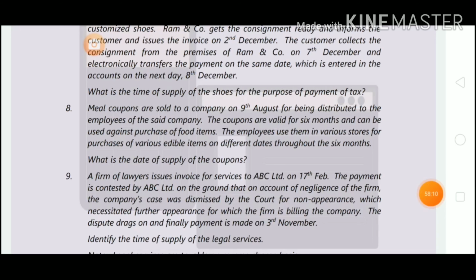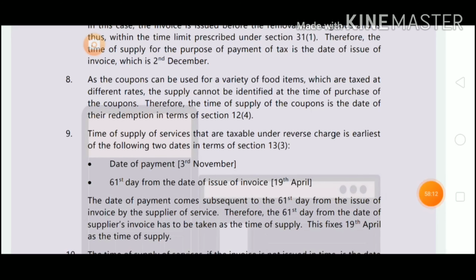As the coupons can be used for a variety of food items which are taxed at different rates, the supply cannot be identified at the time of purchase of coupons. Therefore, the time of supply of the coupons is the date of their redemption in terms of section 12 subsection 4.